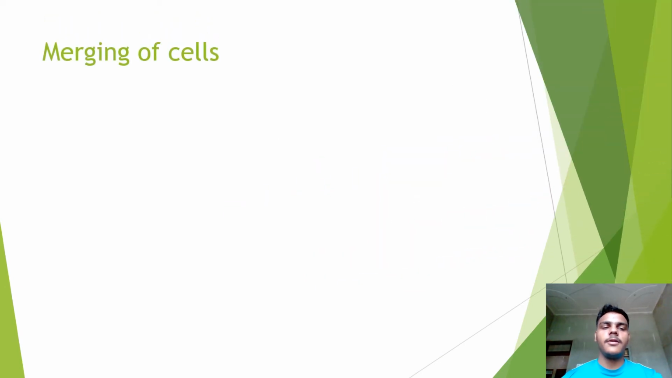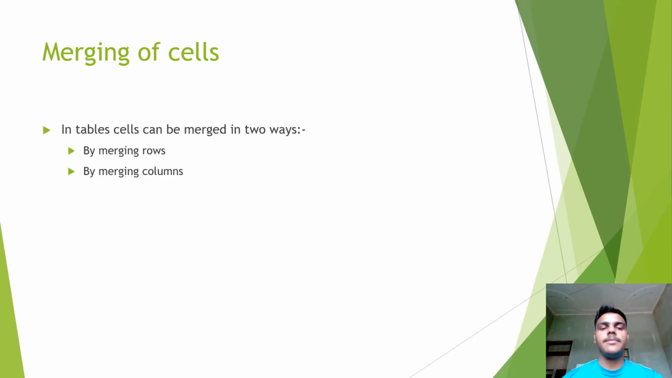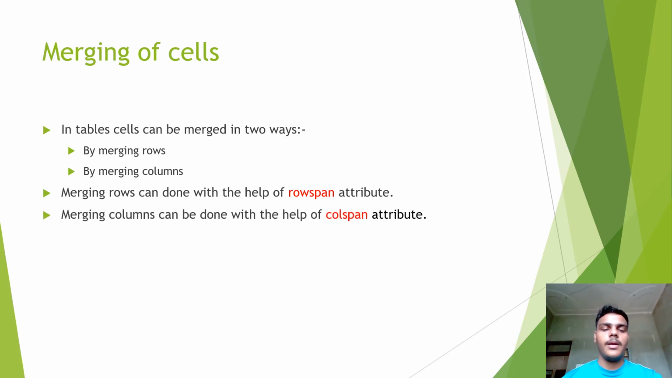Let's have a look at merging of cells in a table. In a table, cells can be merged in two ways: by merging rows or by merging columns. Merging rows can be done with the help of the rowspan attribute, and the merging of the columns can be done with the help of the colspan attribute.